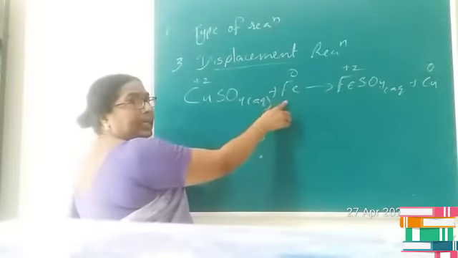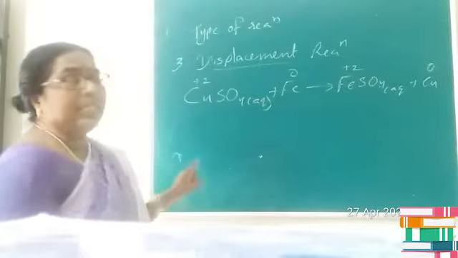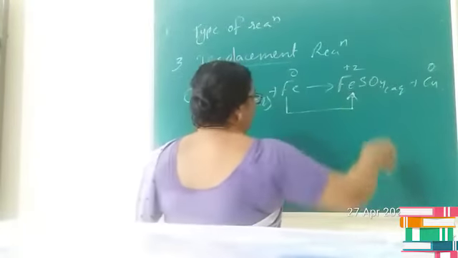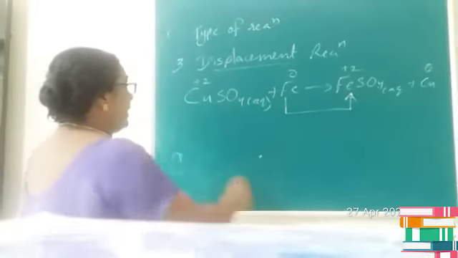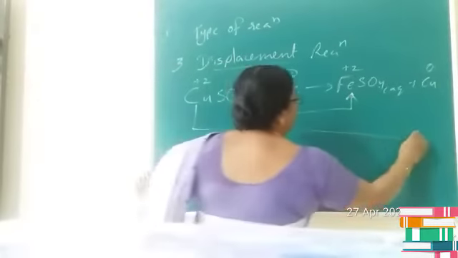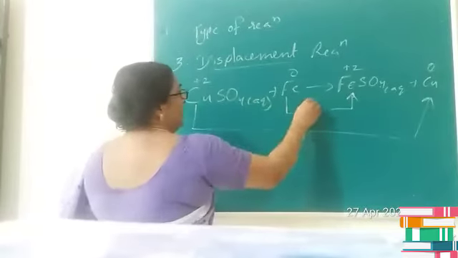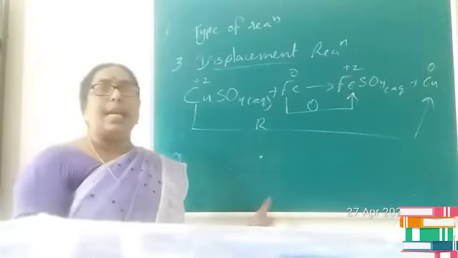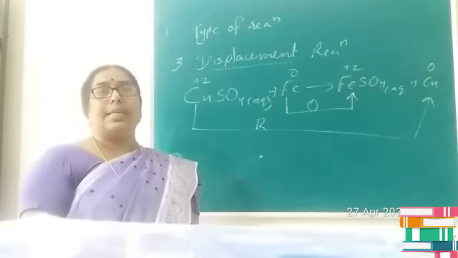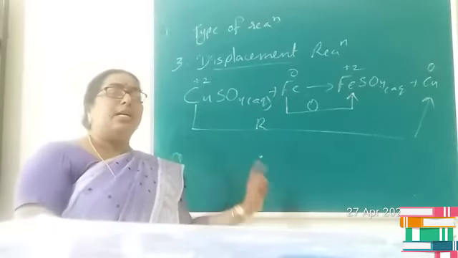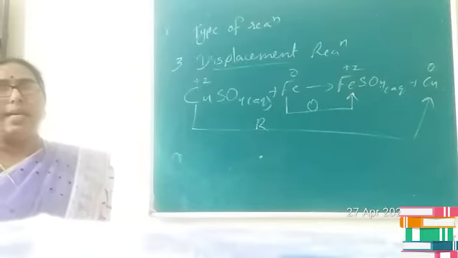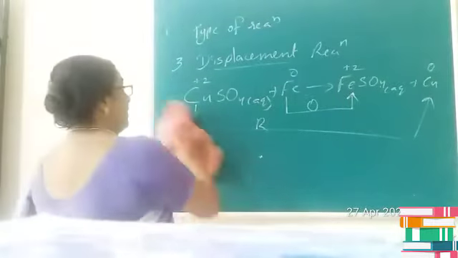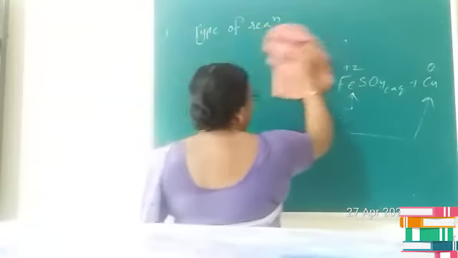Again listen here, the oxidation number of Fe increases from 0 to +2, that means it undergoes oxidation, and in the case of copper it decreases from +2 to 0, that means it undergoes reduction. So again we have seen that in displacement reaction also both oxidation and reduction take place, so it is also considered as redox reaction.